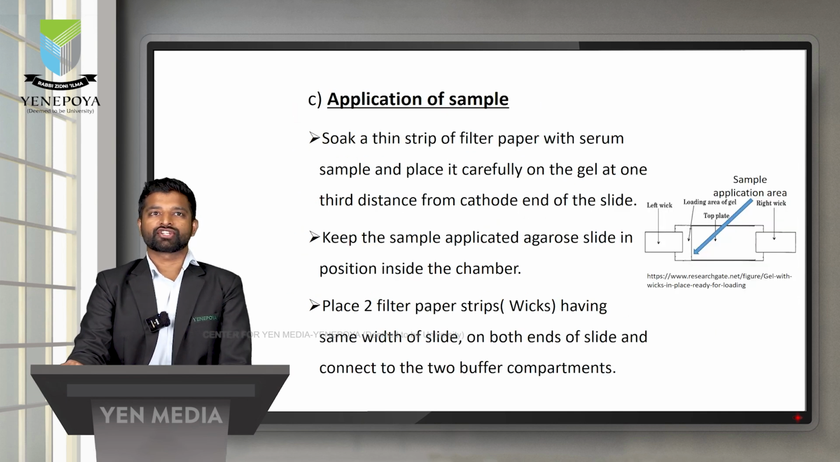The next step is application of the sample. We should take a thin strip of filter paper, soak it in the sample and place it carefully on the gel at 1/3 distance from the cathode end of the slide. We should keep the slide inside the chamber and place filter paper wicks having the same width as the slide on both ends, and connect the two buffer compartments using the wicks.